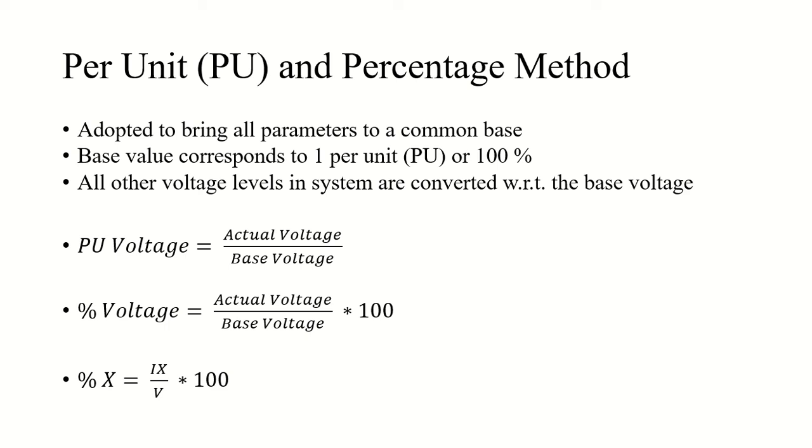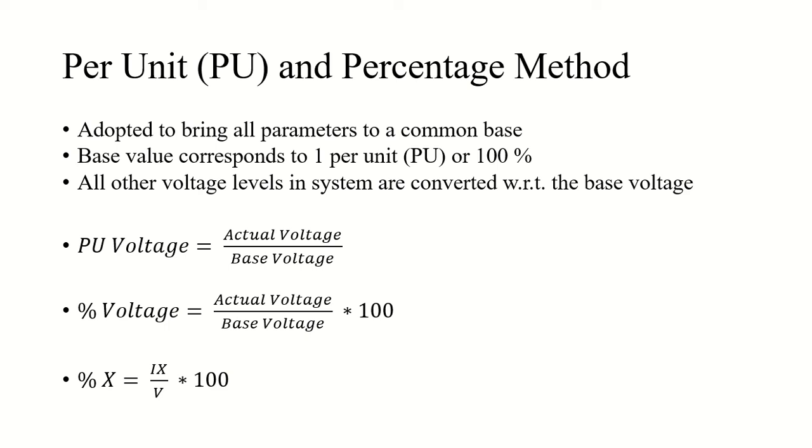Okay, let's take another example just to make it more clear. Let's suppose we choose 400 volt as a common base. Common base, common value, you can call it whatever you want. So this 400 volt we took as common base corresponds to 1 per unit, or 100%. So now all the other voltages present in that same system, we can simply convert with respect to this base voltage.